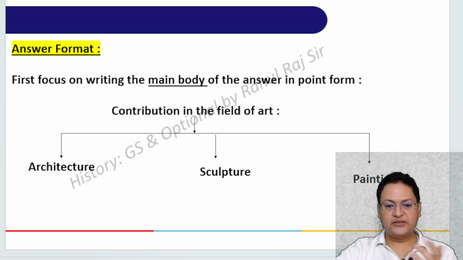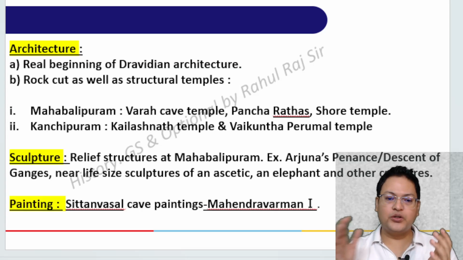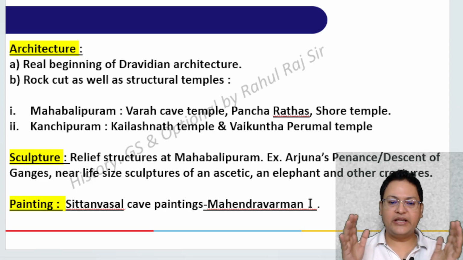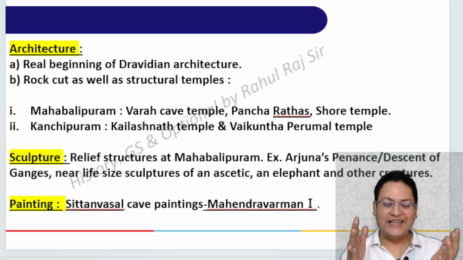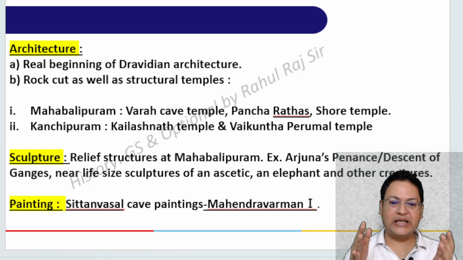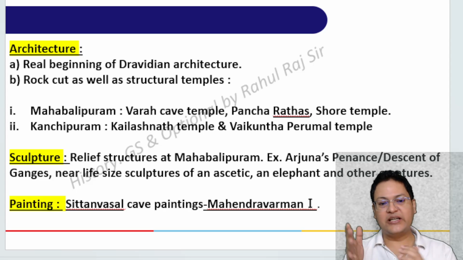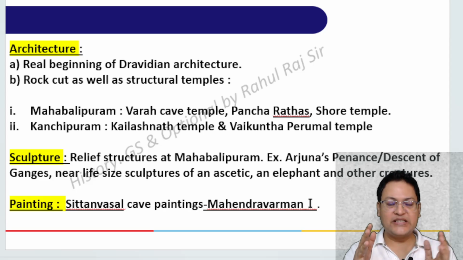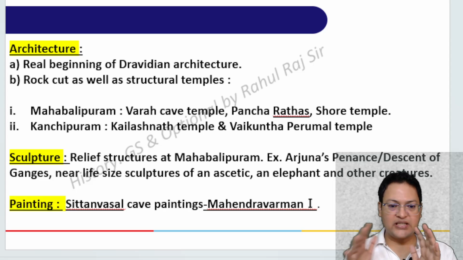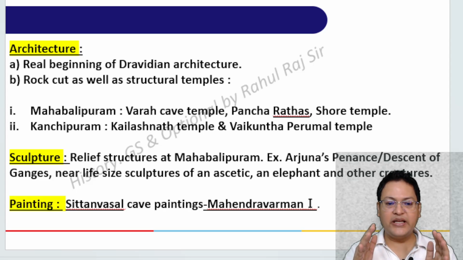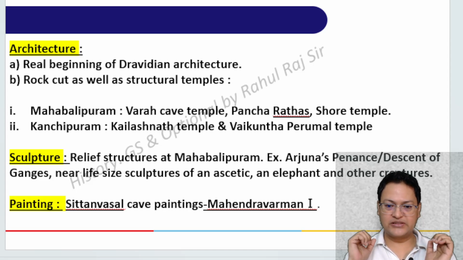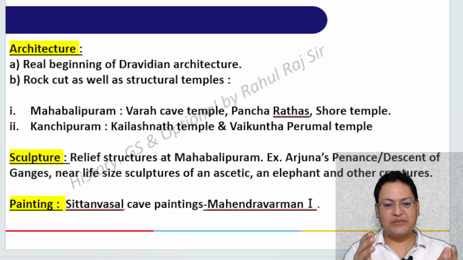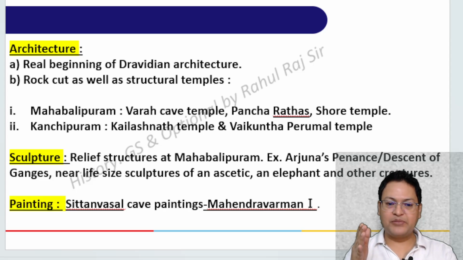So architecture, let's see. The real beginning of Dravidian temple architecture took place under the Pallavas, okay. They not only built rock cut temples but also structural temples, okay. This we discuss in detail in class. And the Panch Rathas, okay, they are considered an intermediate stage between the rock cut temples and the structural temples, okay. So very simple here, just write a few examples.